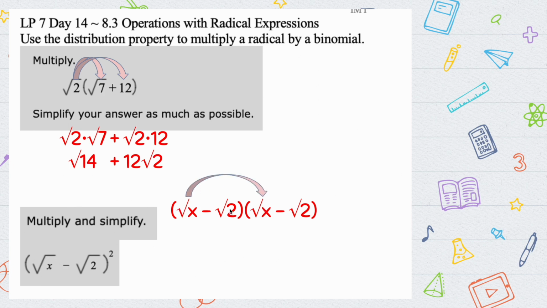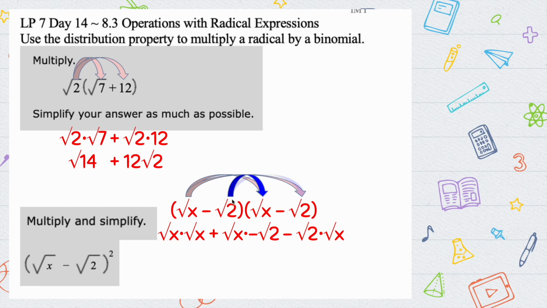So you go first, so square root of x times square root of x, then outside, which is square root of x times the square root of 2. It's negative square root of 2 on here, so I brought the negative with it. Doesn't mean I'm subtracting, I'm multiplying by negative square root of 2. And then I have negative square root of 2 times square root of x. So here is that second one, and then the last one.